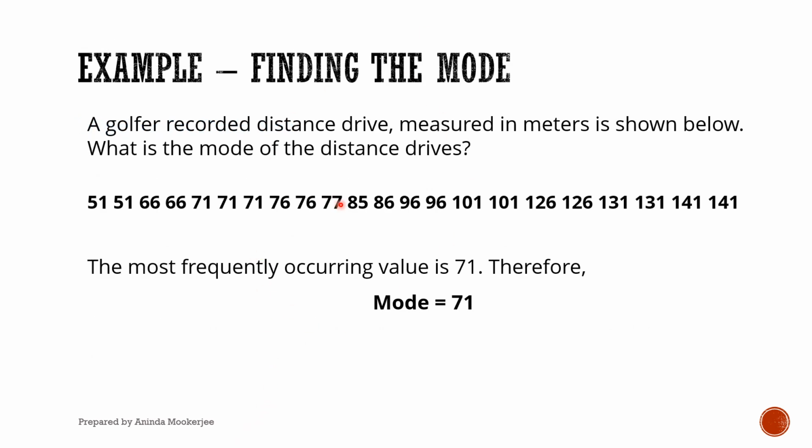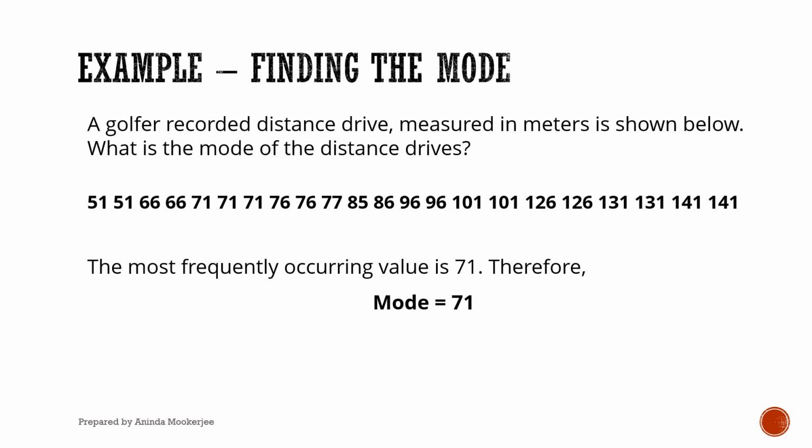Now, using the same example that we used for the median, let's try to find the mode of the data set, which represented the distance drives of a certain golfer measured in meters. So again, we have an arranged, ordered data set, arranged from lowest to highest. If your data set is arranged from lowest to highest, it becomes very easy to find the mode. Here we see that 51 occurs twice, 66 twice, 71 occurs 3 times.